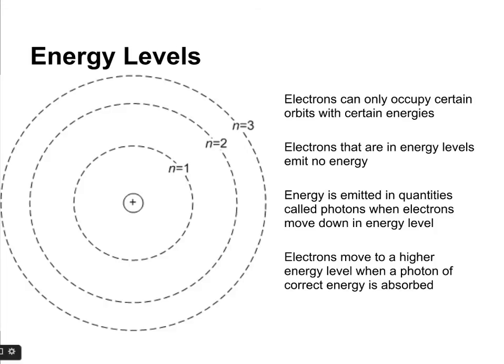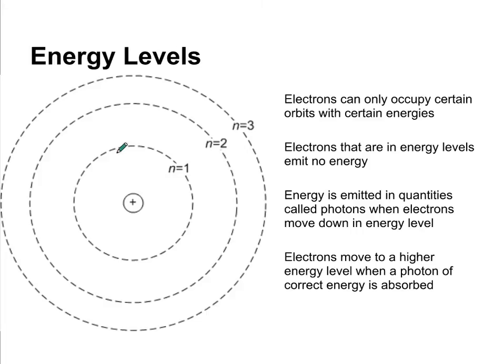Niels Bohr, hope you remember him, took Planck's work and applied it to his atomic model. He said that electrons can only occupy certain orbits within certain energies. So if this is a hydrogen atom, this is our one proton at the nucleus, and these represent possible orbits for electrons. He said that you can only find electrons on these dotted lines, on these specified energy levels. You're not going to find electrons in between energy levels. He also said that electrons that are in energy levels emit no energy.